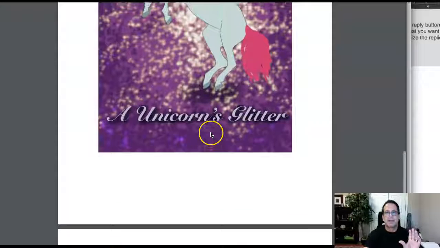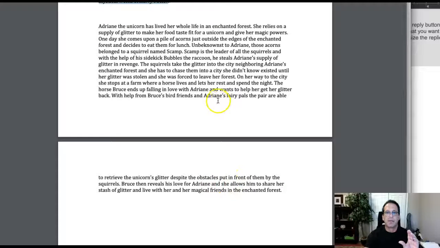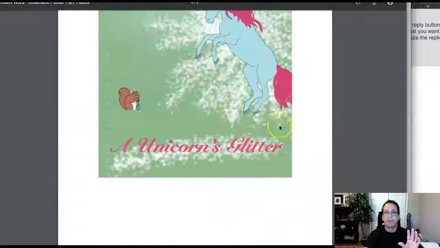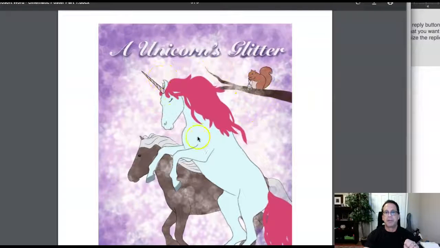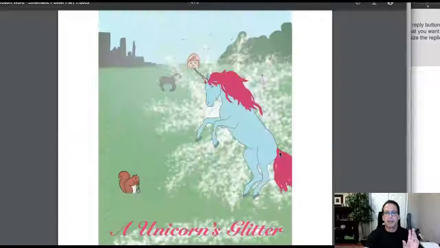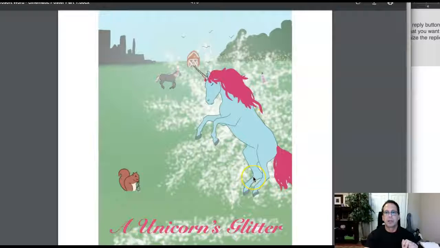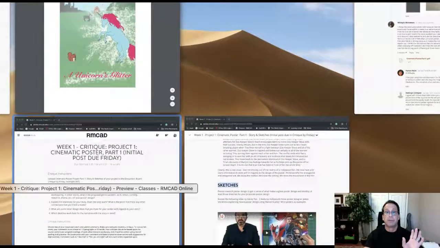Now, as I did say, you have a couple of characters that you have introduced. You have Bruce and Adrian, and then you have the squirrels, and you have Bubbles the raccoon. So you have a lot of characters here that are not introduced or even really considered in your initial sketches. It's really important that you have the main character, the unicorn, and then the antagonist, the squirrel. But I think you want to tell a story without explicitly trying to tell a story. You want to tell a story with your composite work, and that is the value of narrative in image making. It's something that's really important to understand.